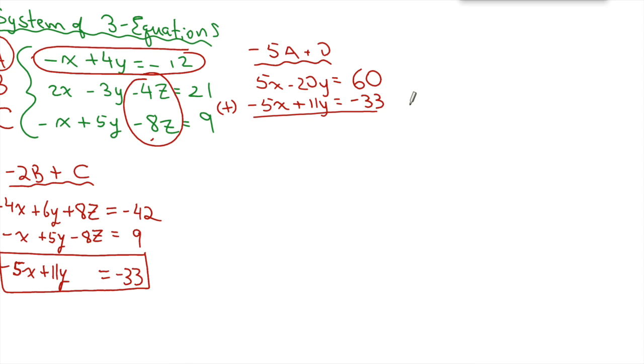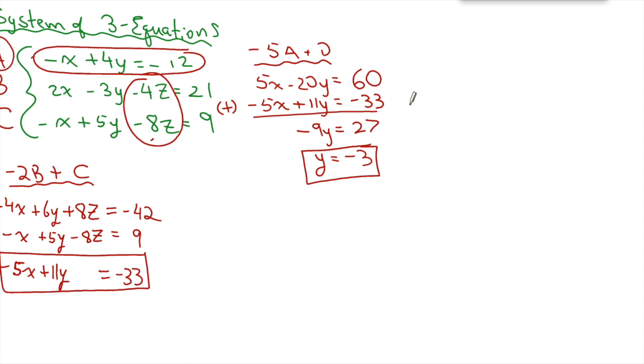The 5's go away. The x's go away. Negative 9y. You sure? Yes. Negative 9y is equal to negative 27. Then of course, divide both sides by negative 9, and y equals 3, and you go, yes, an answer.